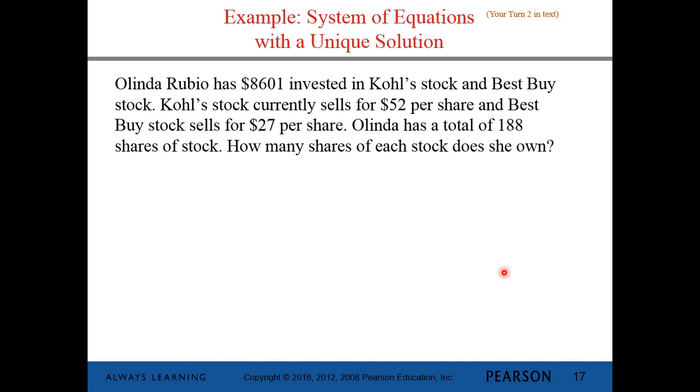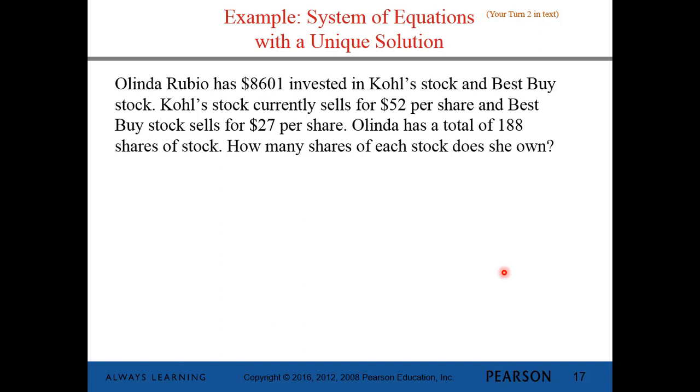So let's look at this example here. Olinda Rubio has $8,601 invested in Kohl's stock and Best Buy stock. Kohl's stock currently sells for $52 per share, and Best Buy stock for $27 per share. Olinda has a total of 188 shares of stock. How many shares of each stock does she own? Now, in a typical algebra class, we would set up two equations, and then we could use the method of elimination or the method of substitution to solve.